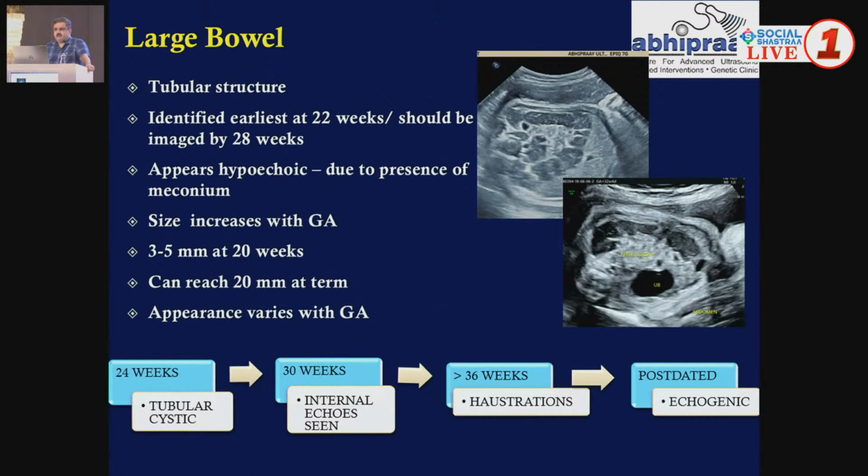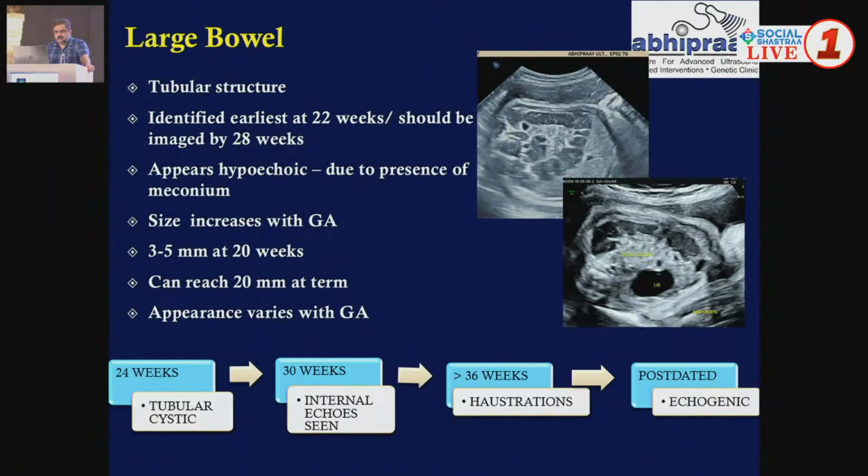The large bowel is more tubular and it is more peripheral. So it is identified by 22 weeks and it should be imaged beyond 28 weeks. The appearance of the large bowel changes over a period of gestational age because of the accumulation of the meconium.